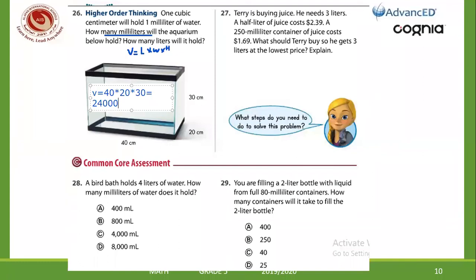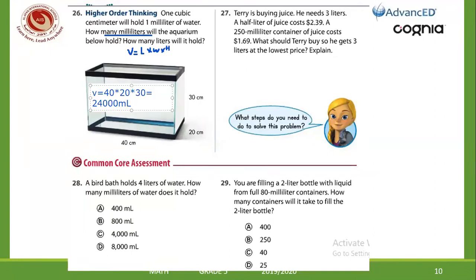And the unit will be what? Remember the unit for each length here is centimeter. So the unit will be cubic centimeter. Cubic centimeter is the same as milliliter. So we can replace cubic centimeter by using milliliters.